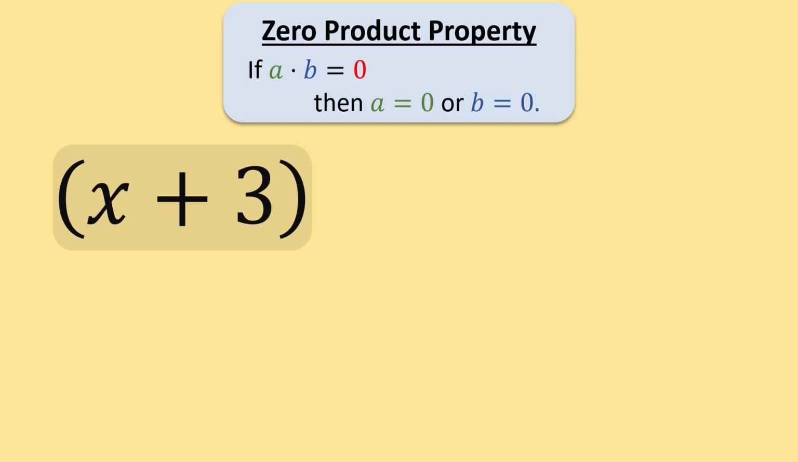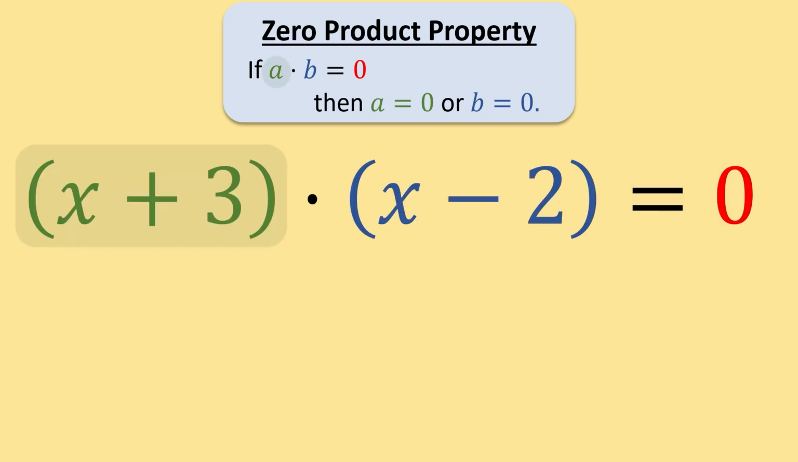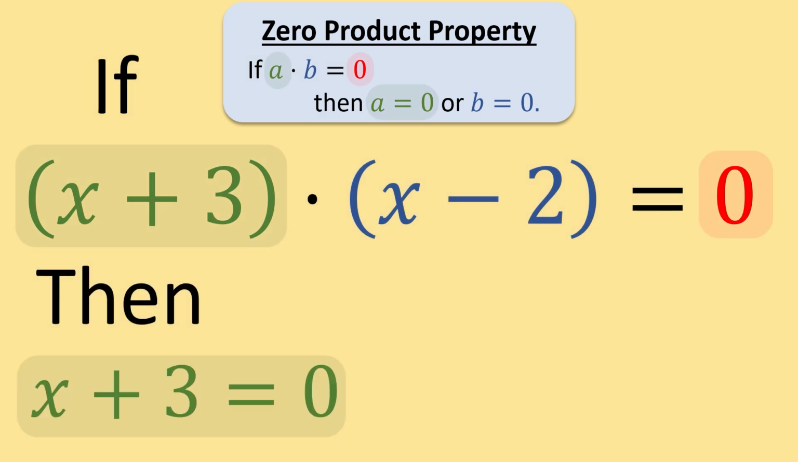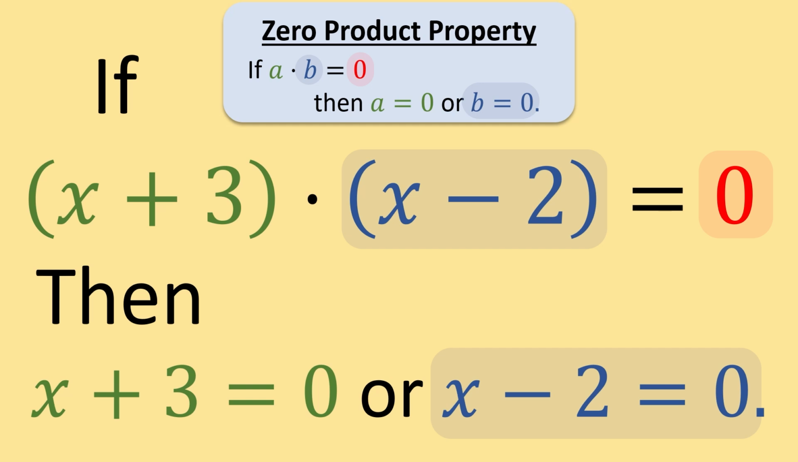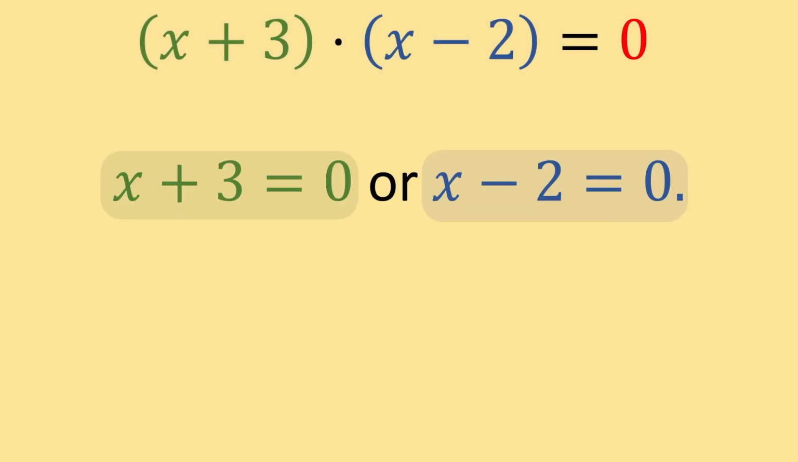Let's look at the quantity x plus 3 times the quantity x minus 2 equal to 0. Here we can treat the x plus 3 as a and the x minus 2 as b, and we can rewrite this as: if x plus 3 times x minus 2 equals 0, then x plus 3 equals 0, or x minus 2 equals 0. And we reach this conclusion because of the zero product property.